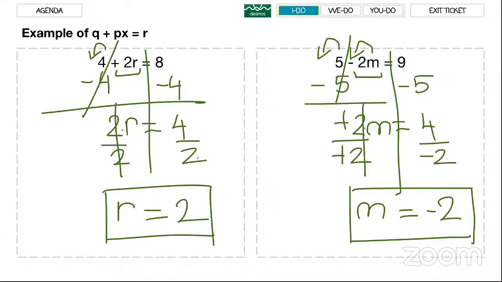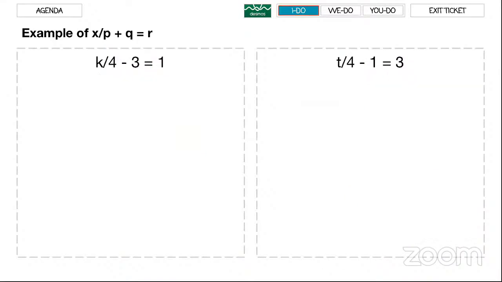So the last kind of question that you will see in your benchmark is where the variable term this time has a fraction form. Look at this. In this example, it's not 4k, it's k divided by 4 this time. So you're not going to touch the variable term for now. You need to leave it alone like this. And then see what number comes after the variable term. It's a minus 3, right?